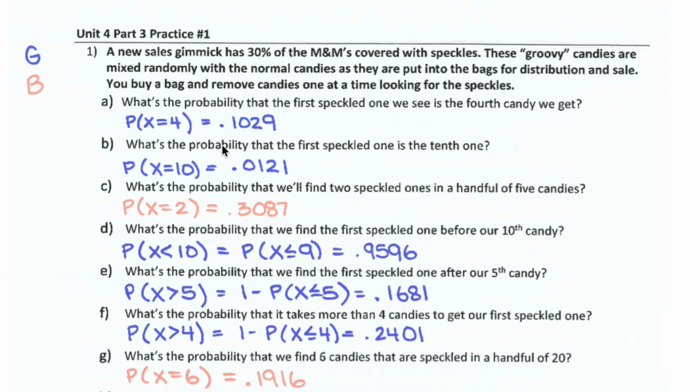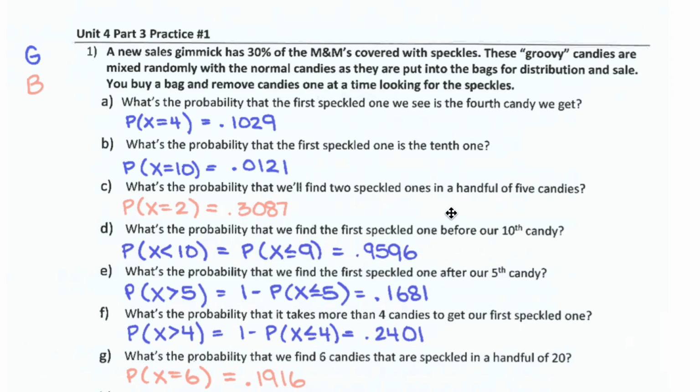to get this value. Part C, what's the probability that we'll find 2 speckled ones in a handful of 5 candies? Now we switch to binomial. We want exactly 2 speckled candies out of 5. So n is equal to 5, p is 0.3, x is equal to 2. Use binomial formula or calculator to get 0.3087.